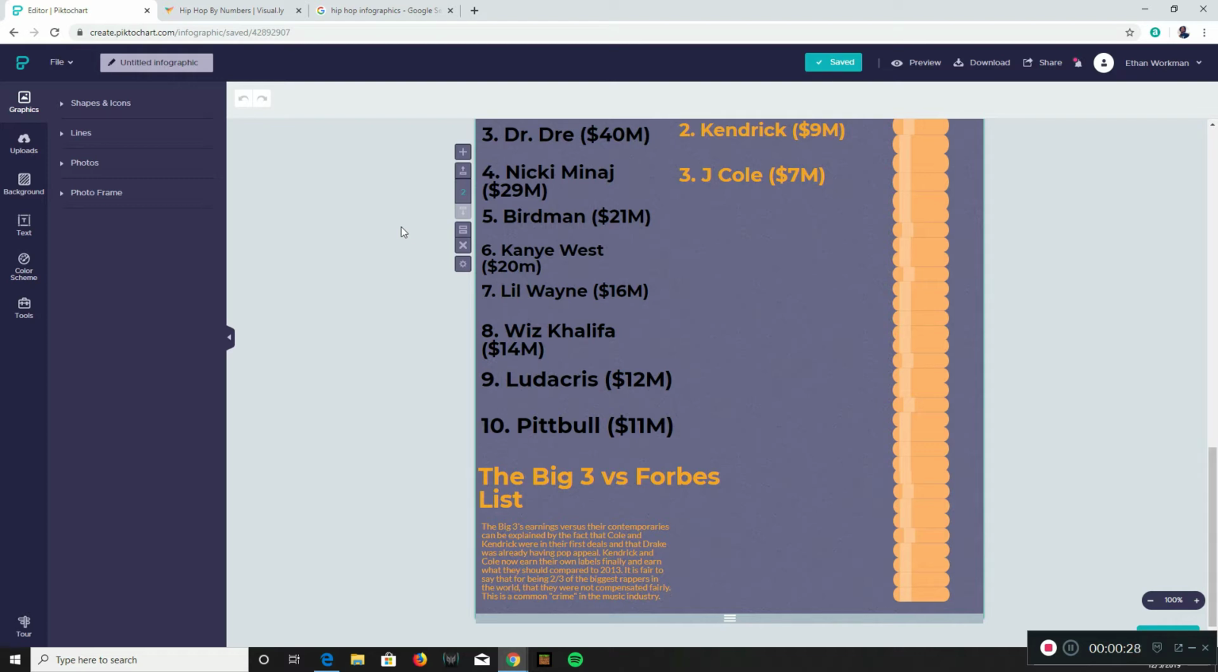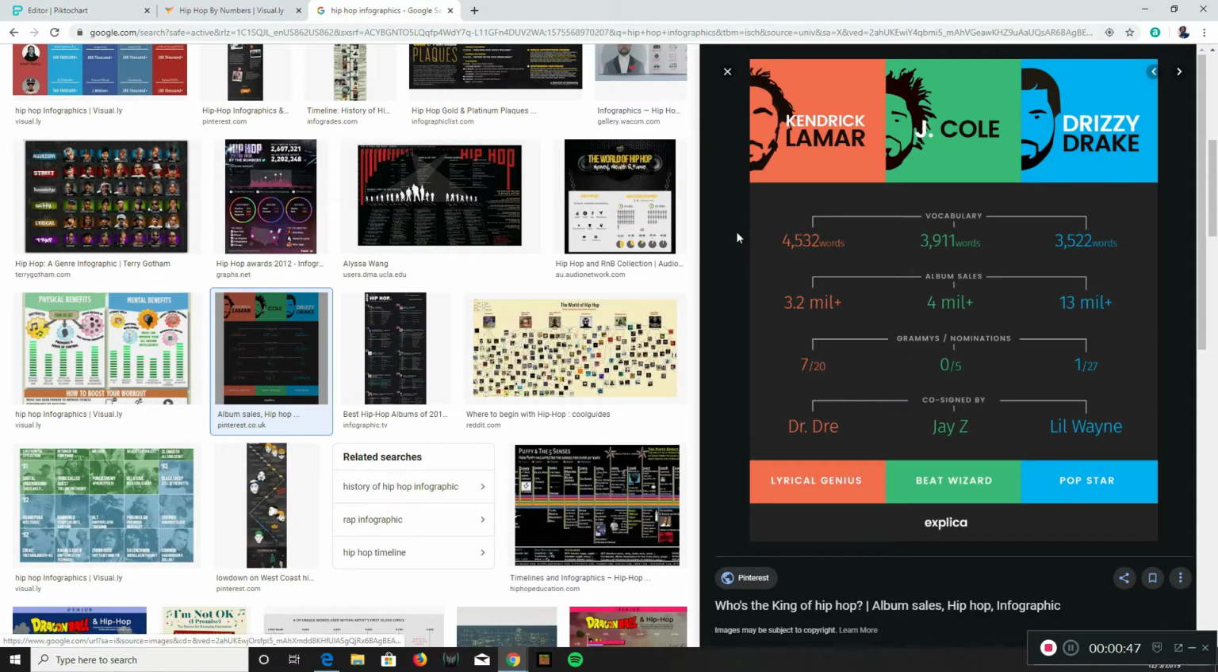Part 1. Overview of original infographics. The two infographics that I looked at were regarding statistics that relate to the hip hop industry. The first of the two had to do with famous rappers Drake, J. Cole, and Kendrick Lamar, titled Who is the King of Hip Hop? You could argue that these are the three biggest artists in the hip hop landscape.